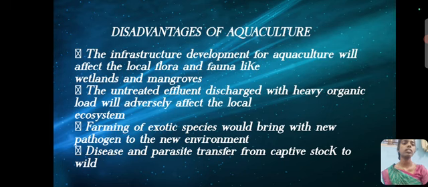And what are the disadvantages of aquaculture? The infrastructure development for aquaculture will affect the local flora and fauna like wetlands and mangroves, and the untreated effluent discharge with a heavy organic load will adversely affect the local ecosystem. Farming of exotic species will bring new pathogens to the new environment. There is also disease and parasitic transfer from captive stock to wild.